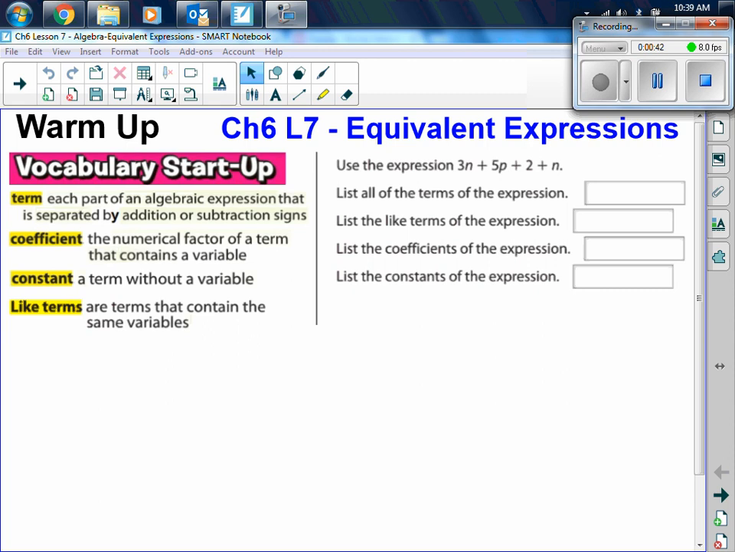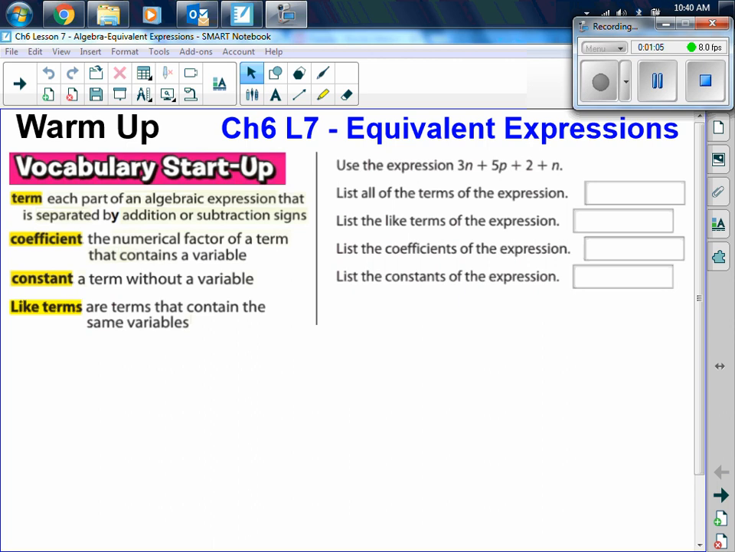A constant is a term without a variable. So it's just the number. And the reason why they call it a constant is because it never changes. A 3 is a 3 is a 3, right? It doesn't change. Like terms are terms that contain the same variables. So if they both have x's, then they are like terms.